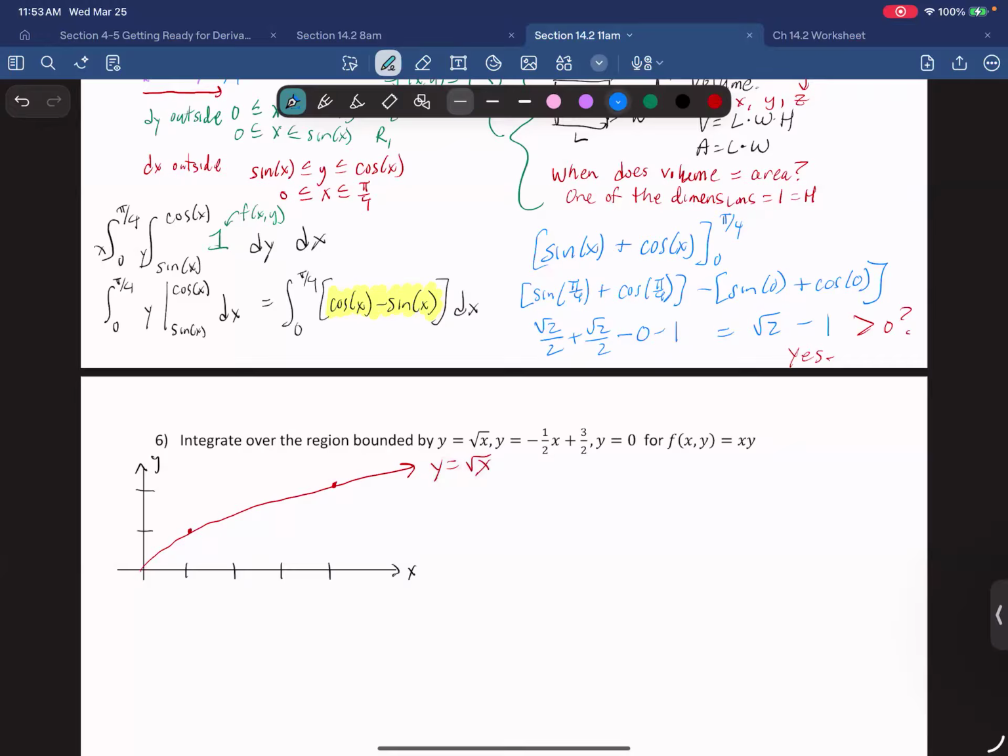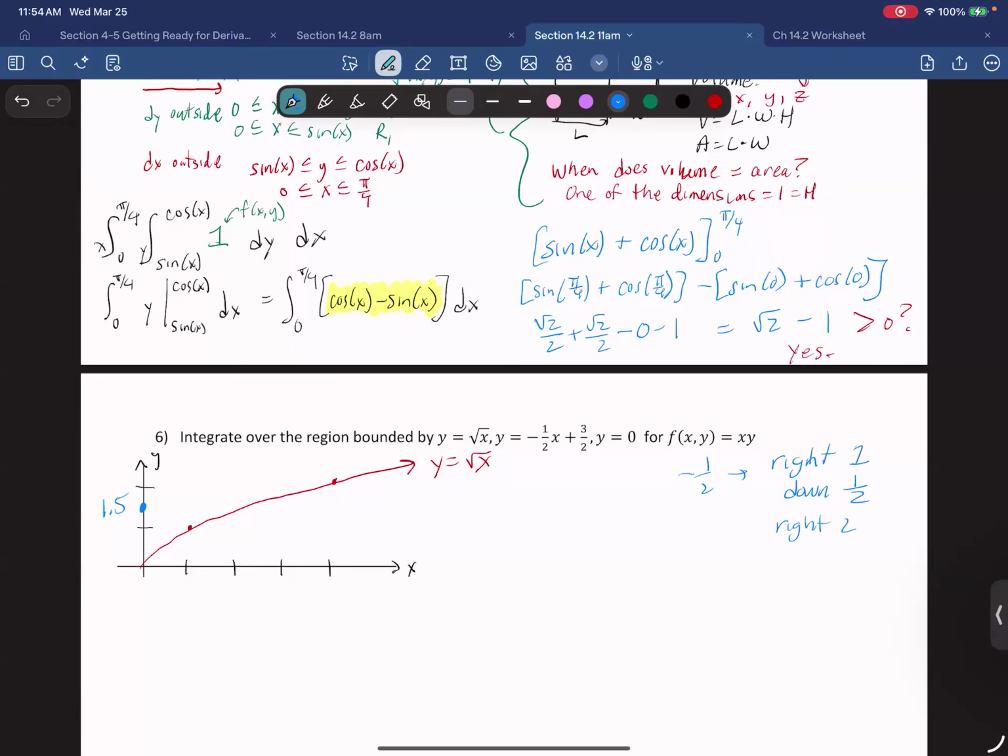Negative 1/2 x plus 3 halves means start at 3 halves, or 1.5. And then negative 1/2 means go right 1, down 1/2. Or you could say right 2, down 1, but in this case, doing right 1 and down 1/2 shows me I get the actual same point I had before. And it shows me where I intersect stuff pretty easy. So this is that line that we had.